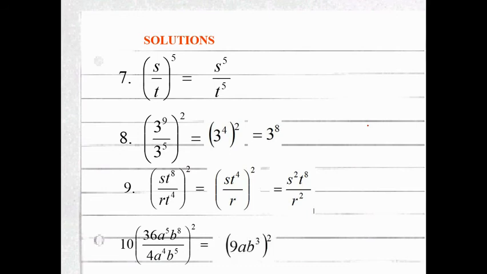So 36 divided by 4 is 9. A to the 5th minus a to the 4th is 1. And b to the 8th minus b to the 5th is 3. Then we'll distribute the 2, and then we get our answer of 81 a squared b to the 6th.